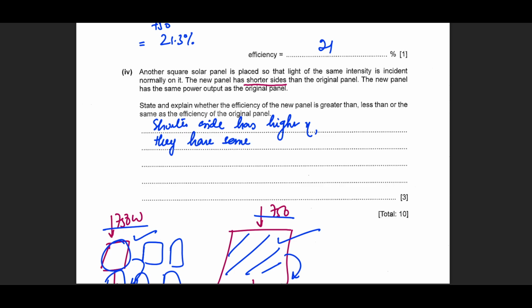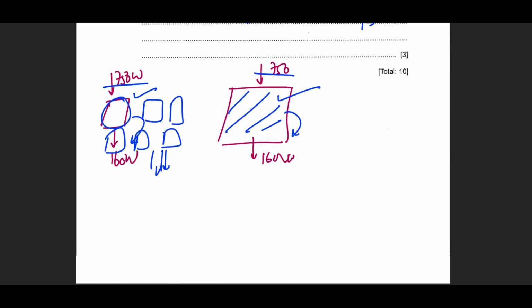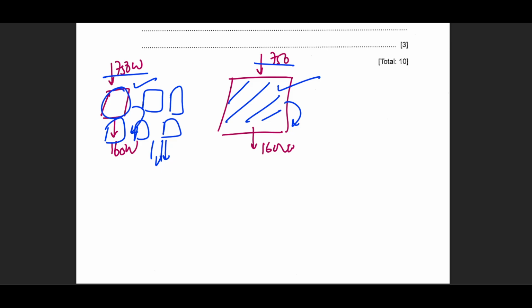They have the same output, or you can say they are doing the same job, but with smaller area or cross-sectional area. Hence, its efficiency is greater. It's producing the same power by intaking the same amount of power from the sun, but giving exactly the same output by using a smaller area.